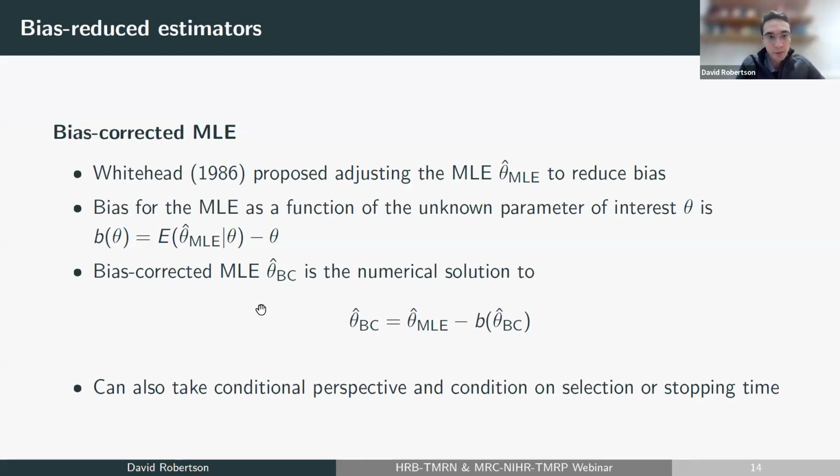Again, typically this won't completely remove the bias because you're estimating it based on the trial data, but it may have good mean square error properties, which we'll see later.